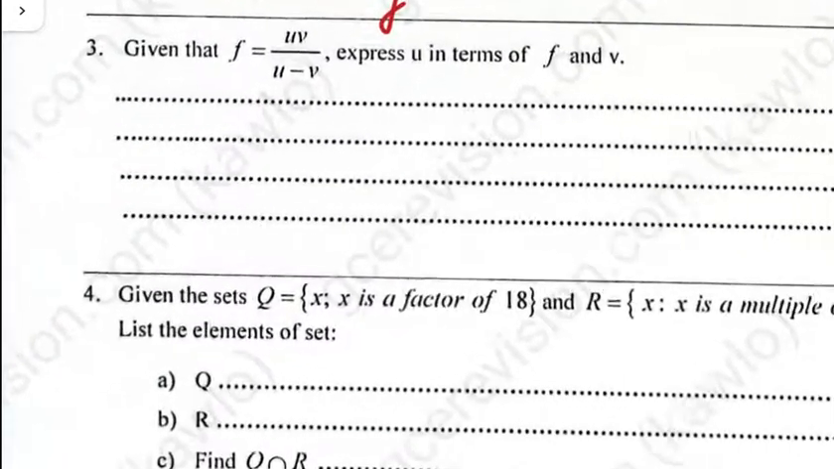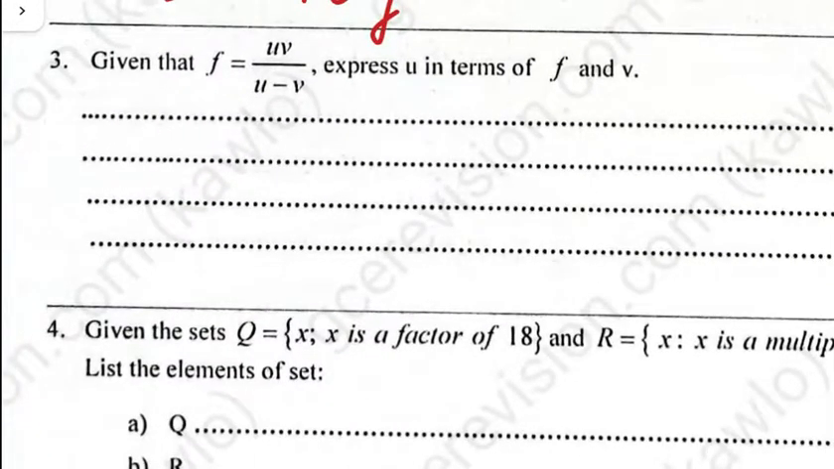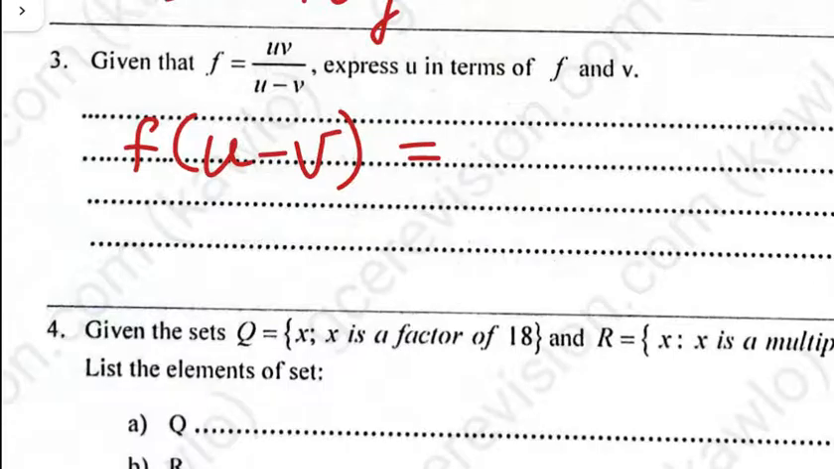Question 3. Given that f is equal to uv on u minus v, express u in terms of f and v. So this is on making a variable the subject of the equation. This is similar to the lens formula that you see in physics. First of all, we are going to multiply both sides by u minus v. So we'll multiply the left hand side by u minus v. We're going to have f into u minus v is equal to the right hand side. When we multiply the right hand side by u minus v, we'll just be left with uv.